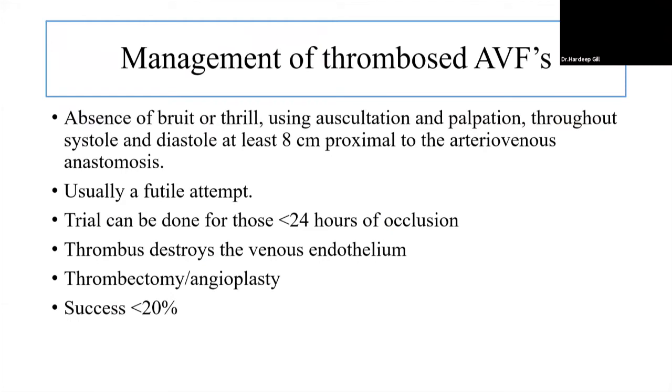In a thrombosed AV fistula, there is absence of bruit or thrill on auscultation and palpation throughout systole and diastole, at least 8 centimeters proximal to the arteriovenous anastomosis.